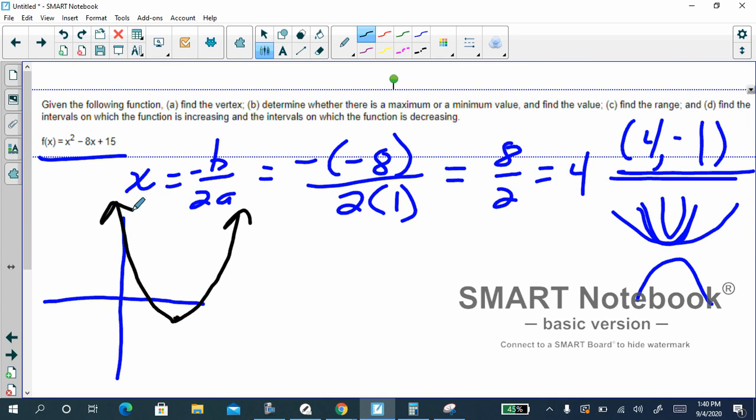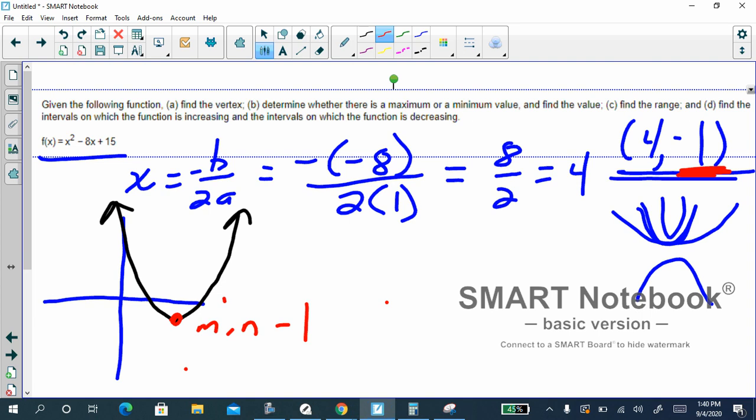Now, if I ask you to graph it on the test, I need some more points so we can be more detailed. But if we're just asked the questions here and not specifically told to graph it, then this is accurate enough. So it says determine if we have a max or a min. This one has a min, and that minimum value is -1 because that's the y value at the vertex.